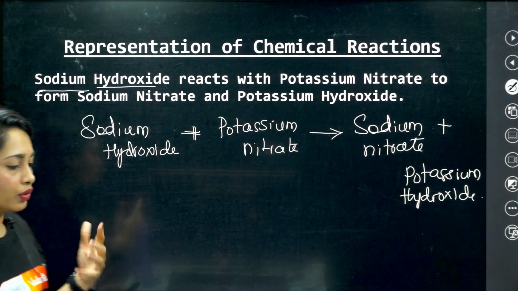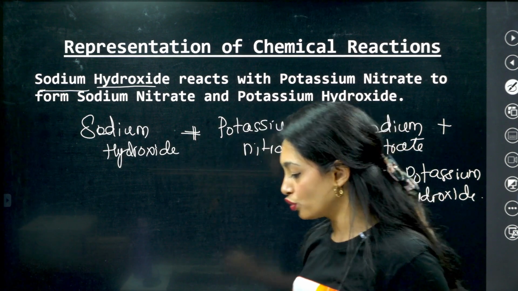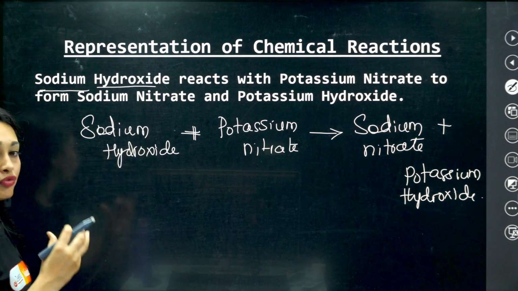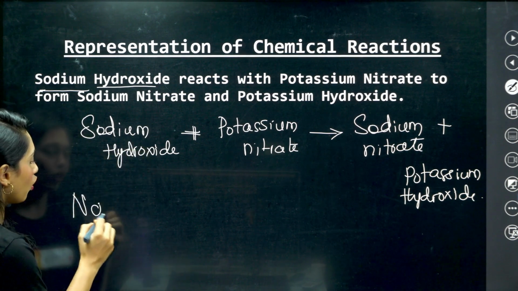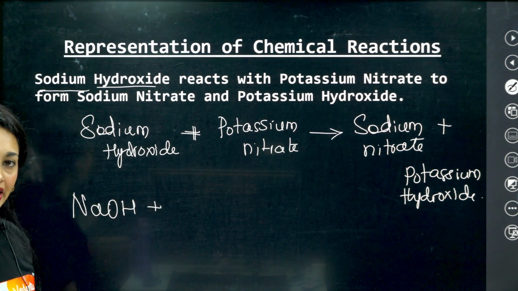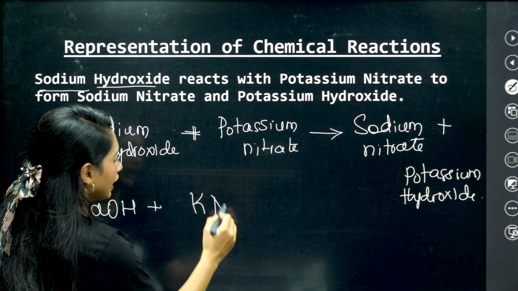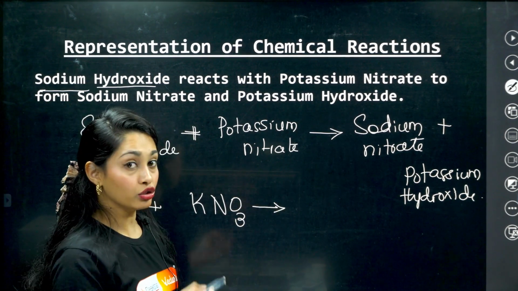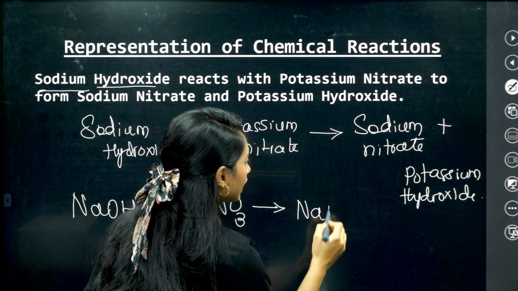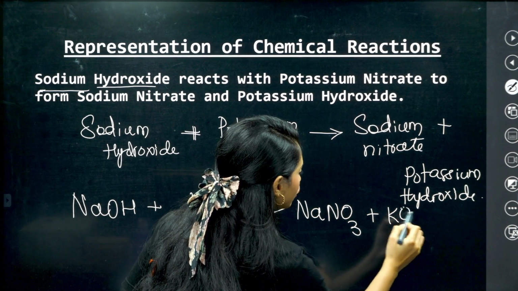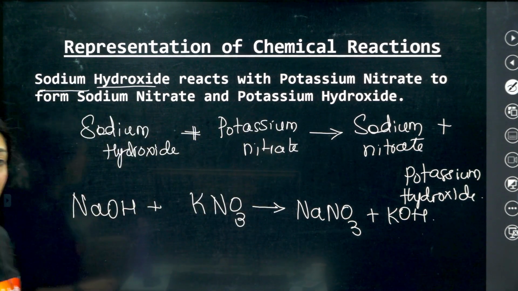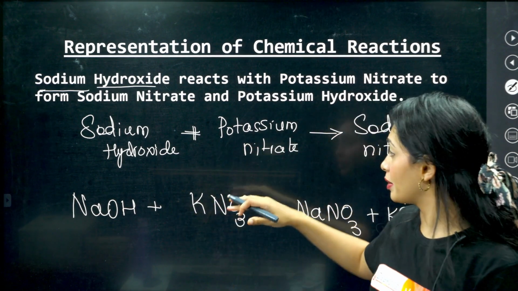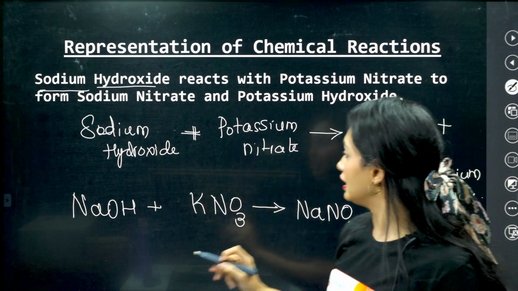But it is not giving more information to us. What are we going to do? We are going to write a chemical equation now. What is the formula of sodium hydroxide? NaOH. What about potassium nitrate? KNO3. Leading to the formation of sodium nitrate, NaNO3, plus KOH. So this is the reaction. This is the word equation. This is the chemical equation.